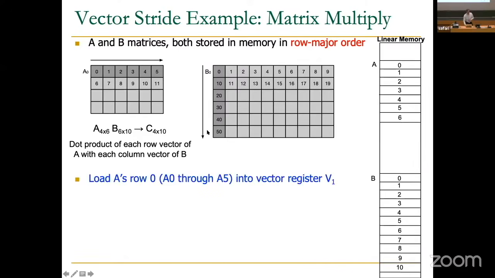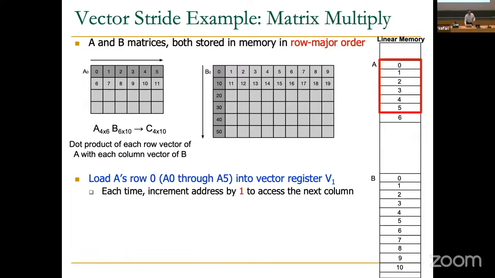So let's take a look. To be able to do that, you need to load A's row 0 into vector register V1, meaning A0 through A5, offset 0 through offset 5. These are consecutive in memory. Each time you increment the address by 1 to access the next column, or next element in the row. So this is a case where we have a stride of 1. Consecutive elements are in consecutive locations. The distance in memory is 1 apart in terms of the address.